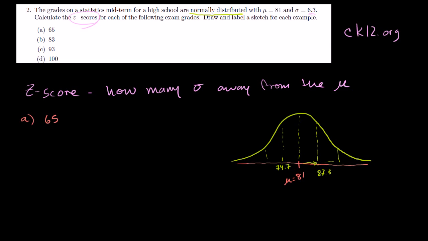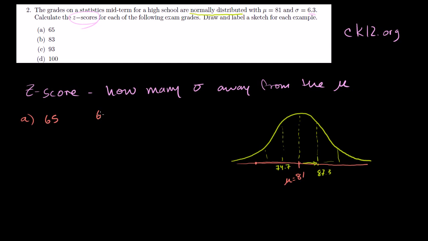So let's figure out the z-scores for each of these grades. Starting with 65, it's maybe going to be here someplace. We first want to say, how far is it from our mean? Actually, you want a negative number, because you want your z-score to be positive or negative. Negative would mean to the left of the mean, and positive would mean to the right of the mean.